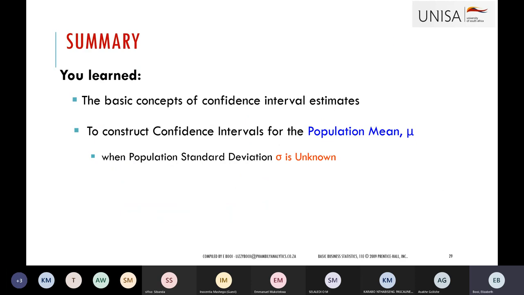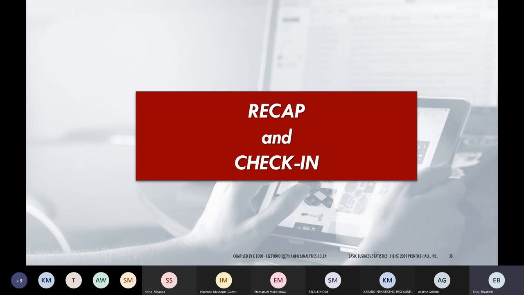Just to summarize and recap what we did today, we looked at some of the basic concepts of confidence intervals again. We learned how to construct the confidence interval for the population mean when the population standard deviation is known. And with that, it concludes today's session.